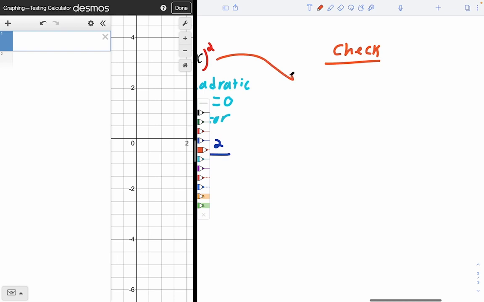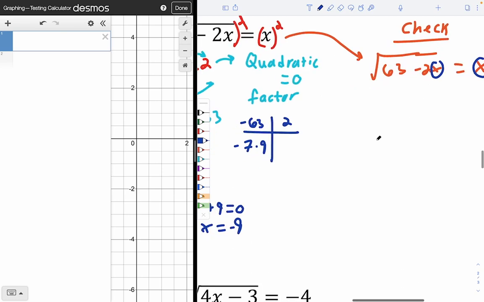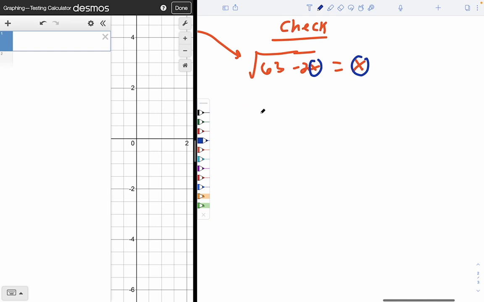So to check, we're going to take our original equation, square root 63 minus 2x equals x. So take the original equation, and we're going to replace x with the number that I want to check. So let's check each one separately. What's the first answer we got? 7. Okay, so let's check 7. So square root 63 minus 2, x is replaced with 7, equals x is replaced with 7.